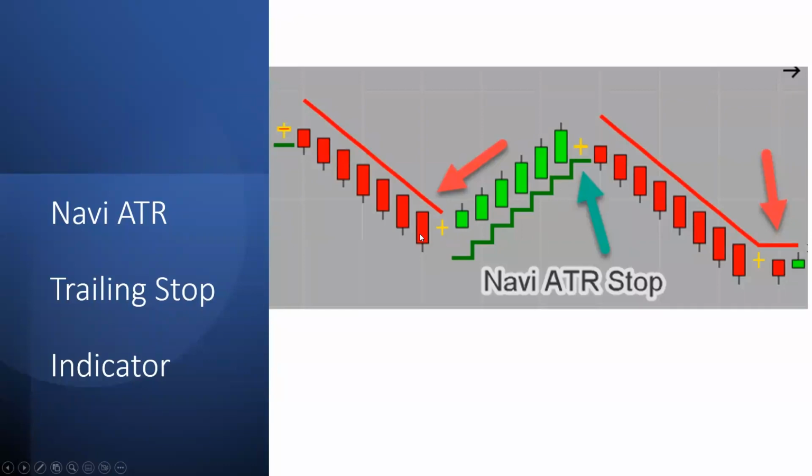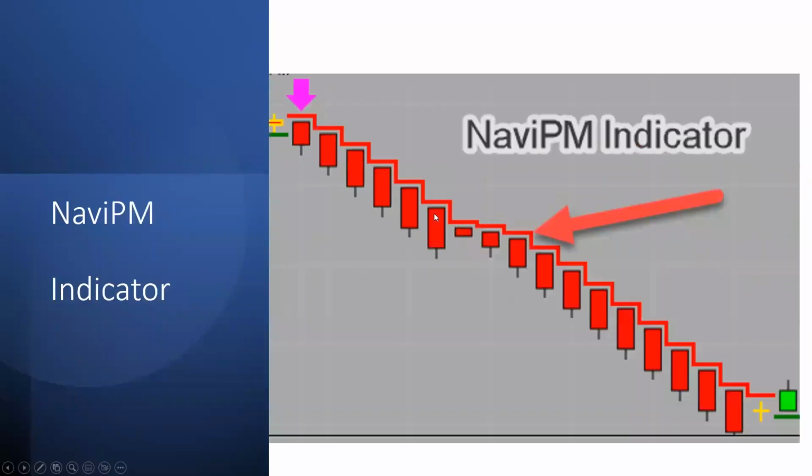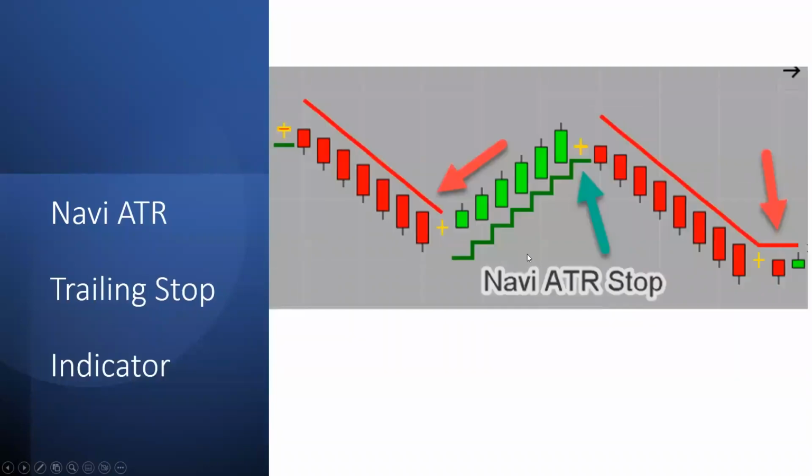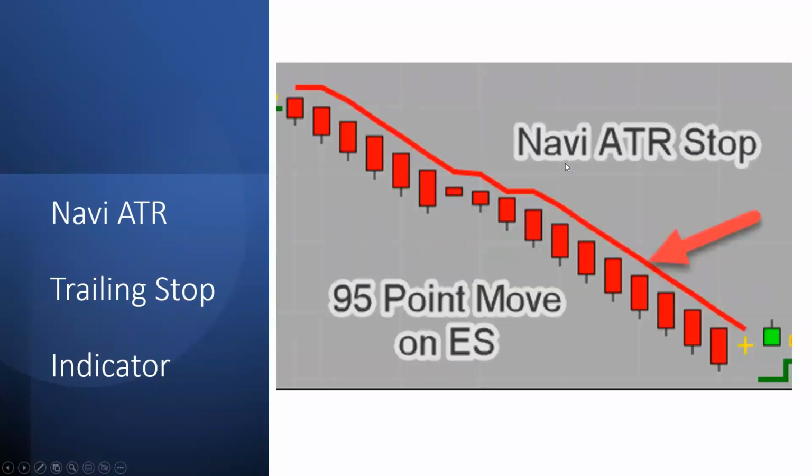Some people use one, some people use the other. The majority of our customers use the Navi PM indicator. Okay, so Navi ATR stop here. All right, so here's an example using the ATR stop where we had a big move down and it kept us in the trade for the bigger move.